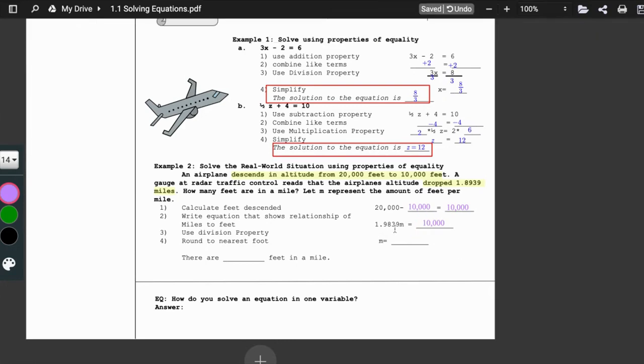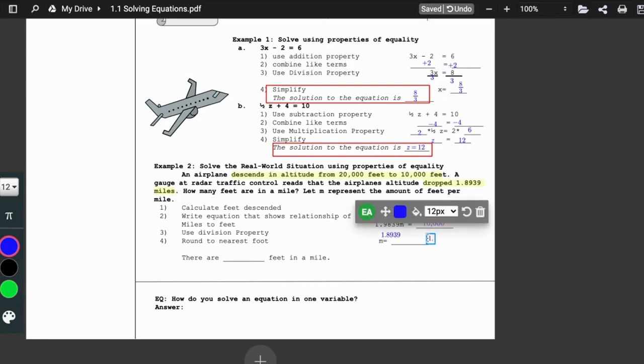And then here I have an equation that I can solve. I have a variable. I have a coefficient. Remember, it's supposed to be 1.8939, not 1.9839. I'm a little dyslexic, so that's why that's there. So in order to solve for M, I have to use the division property because this is attached to the M using multiplication, and the opposite of multiplication is division. So let's go ahead and divide both sides by, again, 1.8939. I did not put the right number. And then do that over here, 1.8939.